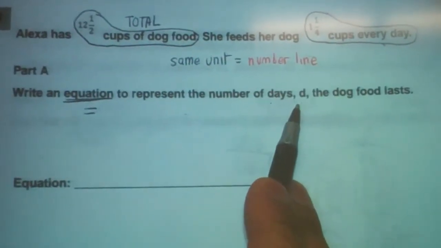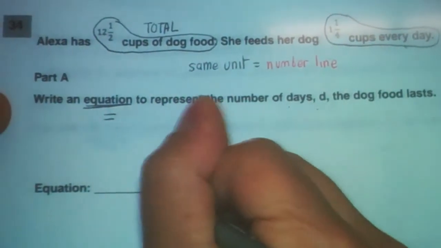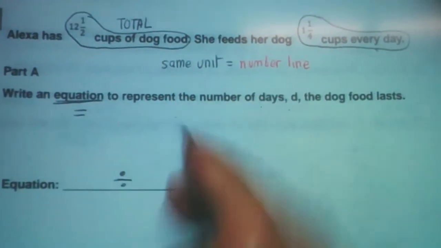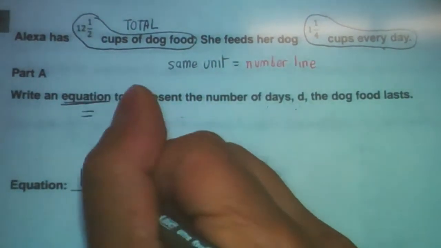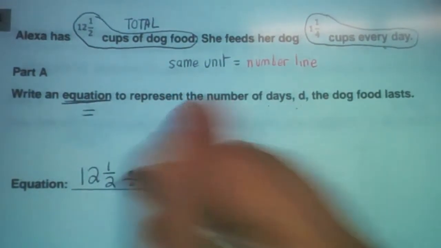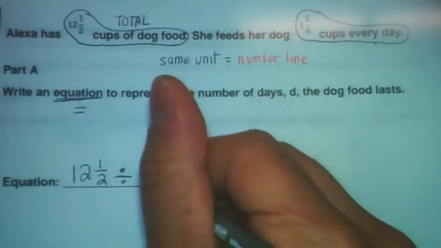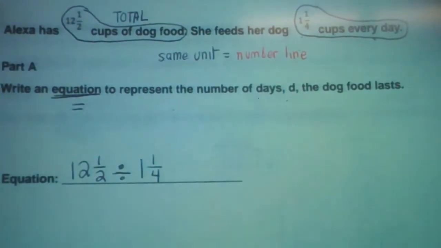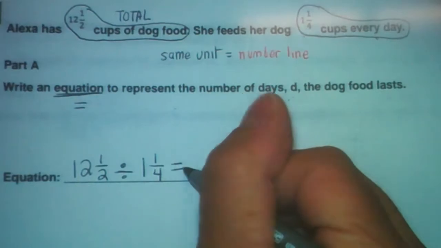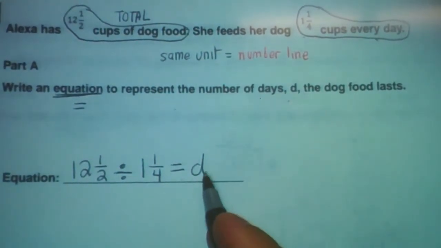And in this case, we talked about this kind of problem being a division problem. And when we do number lines, we always do the total, which in this case was 12 and a half, divided by what you count by. And in this case, we'll be counting by 1 1/4. And this is where some people lost quite a few points, because you need to set it equal, because it's an equation, equal to D.